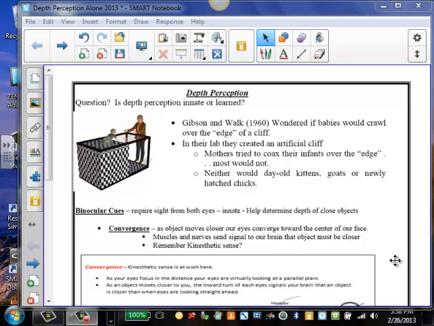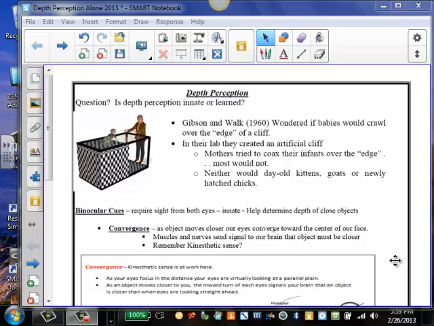What we're trying to identify here for objectives is the ability to describe and explain how depth perception occurs. We're going to be talking about the visual cliff. We're going to be talking about binocular cues and monocular cues and the ability to use these cues to explain how we perceive depth and distance visually.